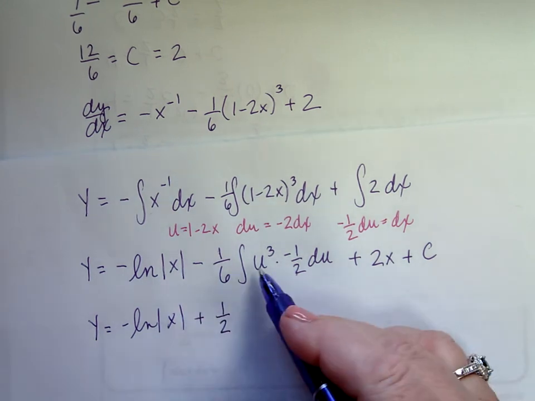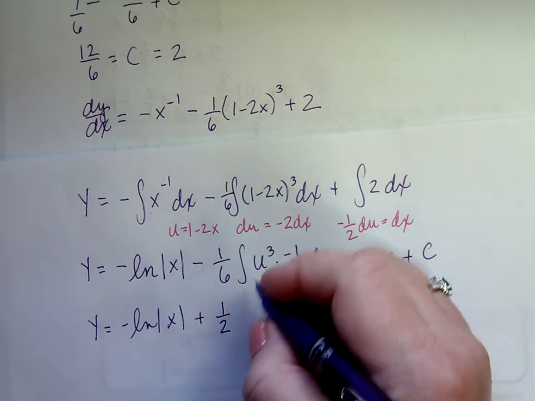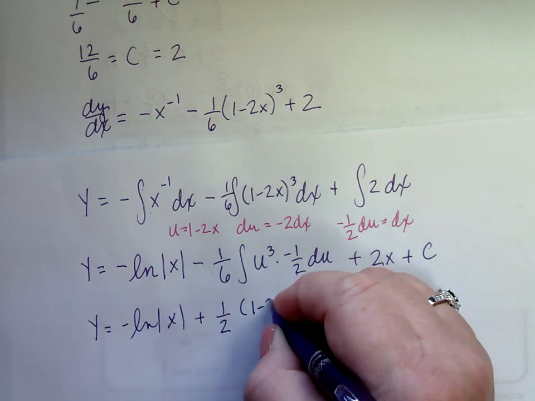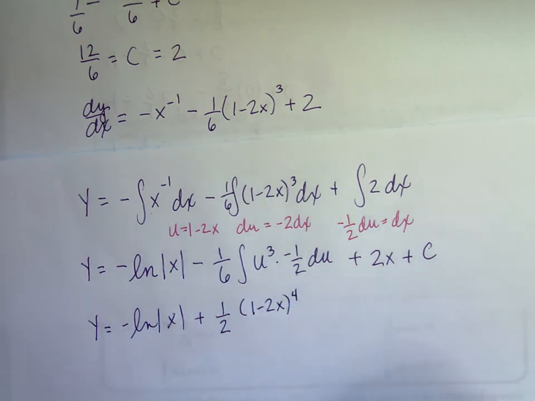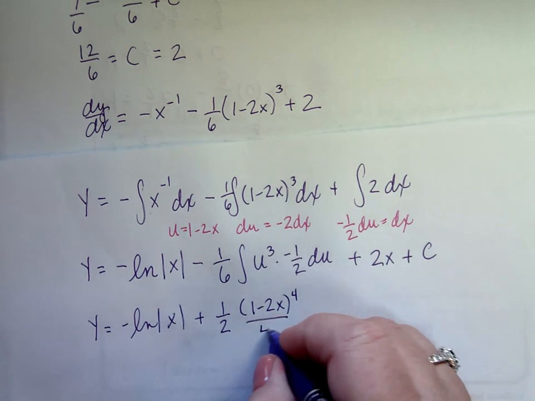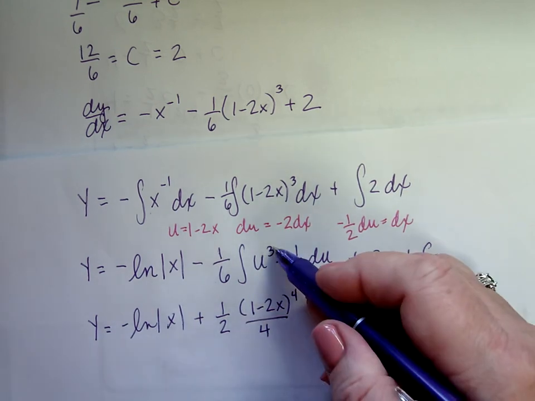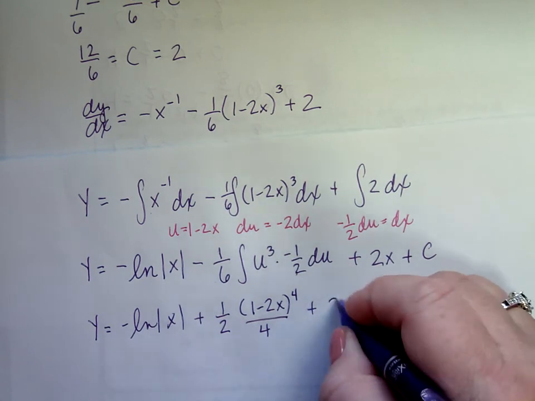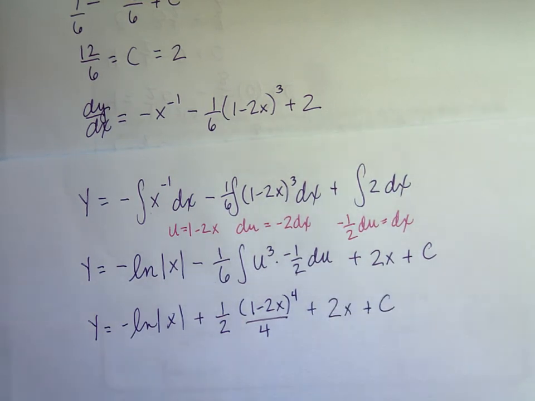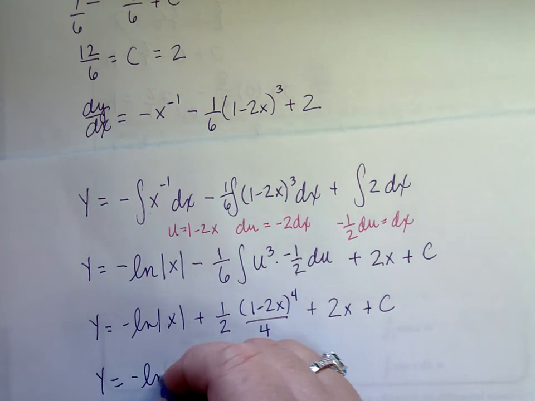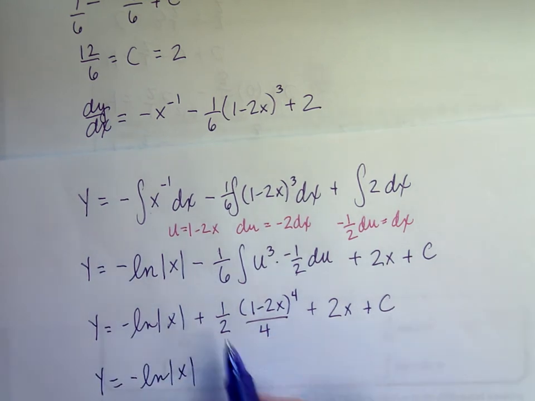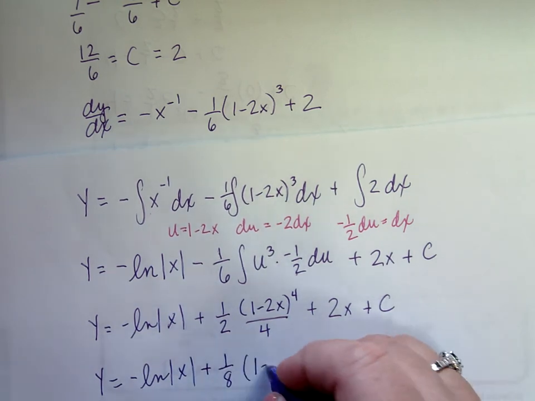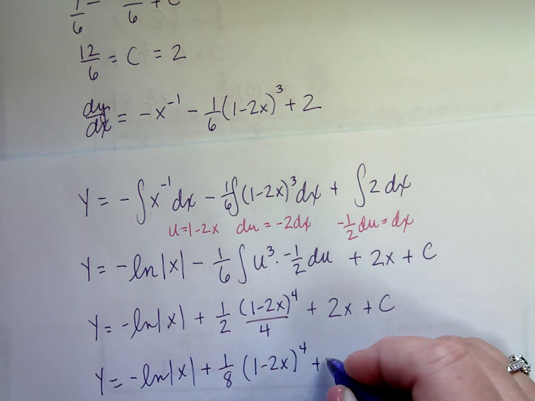And if I integrate a u cubed, it's going to be u to the 4th. Well, u to the 4th is (1 minus 2x) to the 4th over 4. And then I got the rest of this. I'm trying to combine this so I don't have to write it so many times, but you've got to show where you're coming from here. This becomes a 1/8. We're almost there. 1/8 times (1 minus 2x) to the 4th power plus 2x plus c.